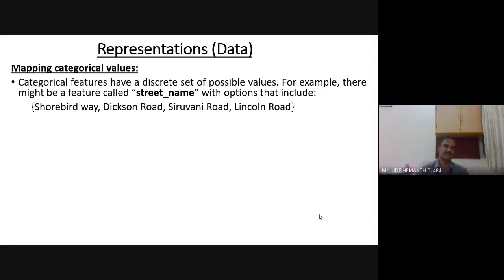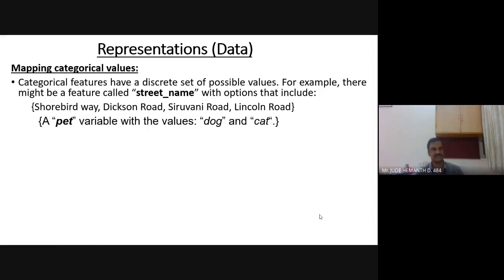Or in other words, if you take the street name example, we have many options, right? Shorebird Way, Dixon Road, Sirwani Road, Lincoln Road. Many roads can be there. Remember, I'm going to sell my house and the machine is going to predict the price of my house. When I have many options like this, maybe a pet, unlike the previous case where number of rooms is equal to 6, it is fixed. Nobody is going to change. So it is very easy.